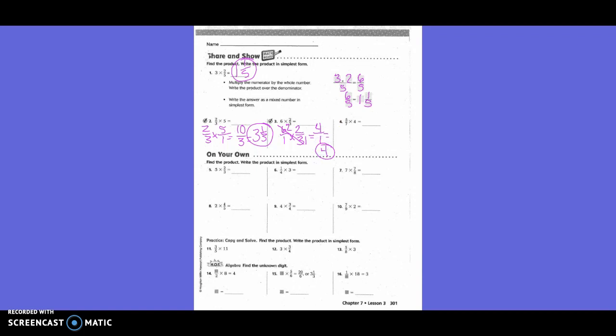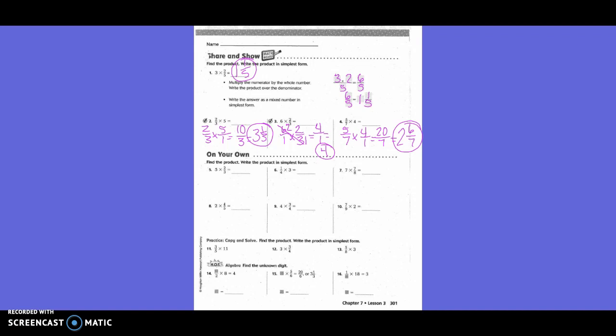How am I going to write the next one? 5 sevenths times 4 over 1. Can I reduce? No. 5 times 4 is 20, 7 times 1 is 7. What is that reduced? 2 and 6 sevenths. Then you guys would do the rest on your own with your partners.